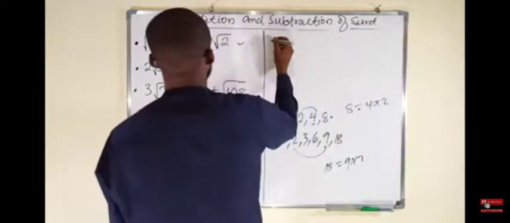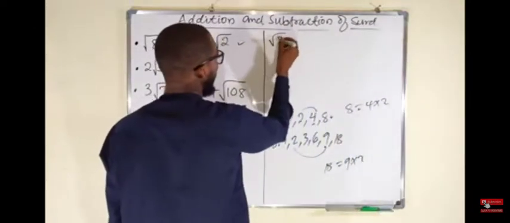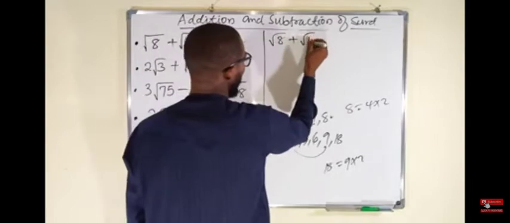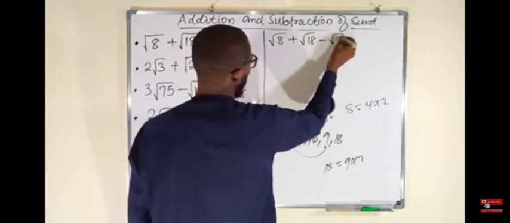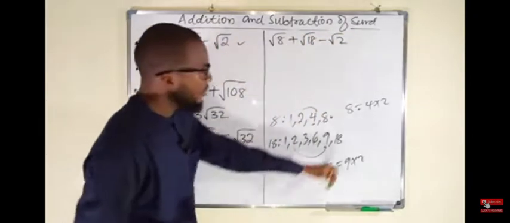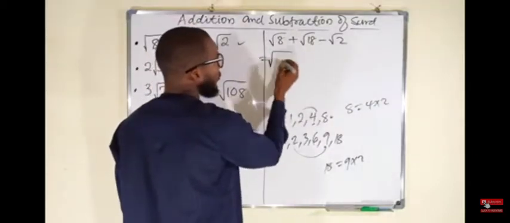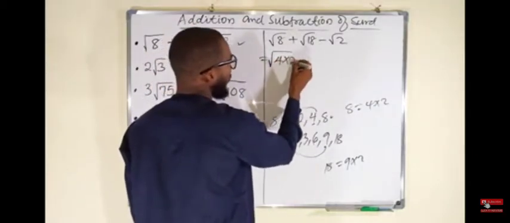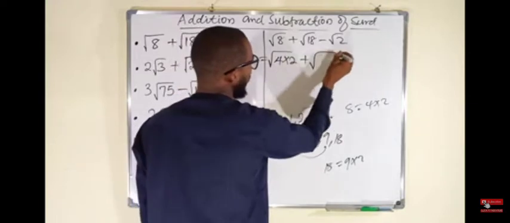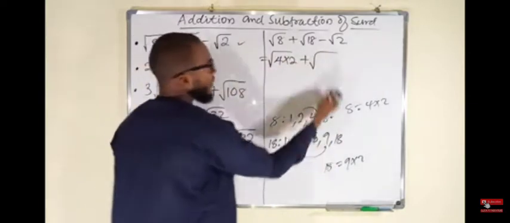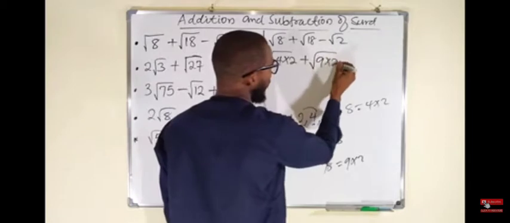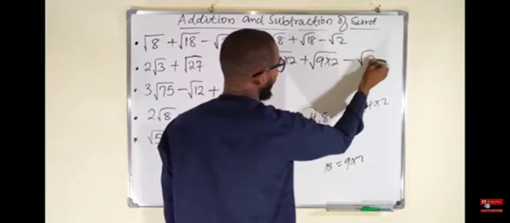So let me repeat the question. We have root 8, then plus root 18, then minus root 2. For 8, we can write it as 4 times 2. So this is equal to root of 4 multiplied by 2, then plus root 18, which is the same thing as root of 9 times 2, then minus root 2.